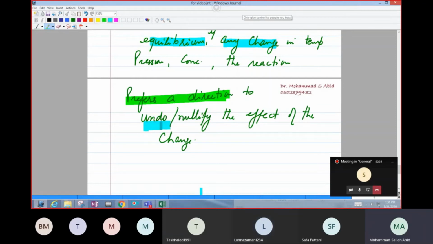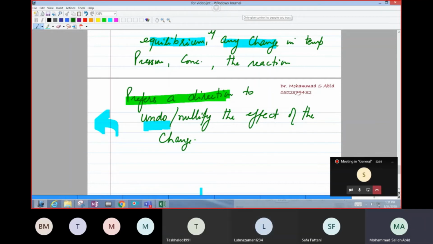Undo means you are reversing it. Like when you type something wrong on your computer, there is an undo, a back arrow, when you're typing. So what you do is you undo that effect. You're getting the point? So whatever you do, the reaction will try to do the opposite. This is what we have to learn now.